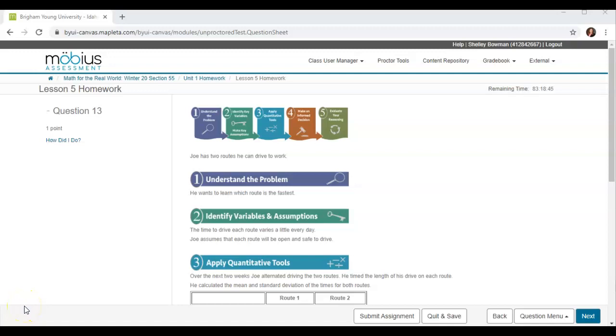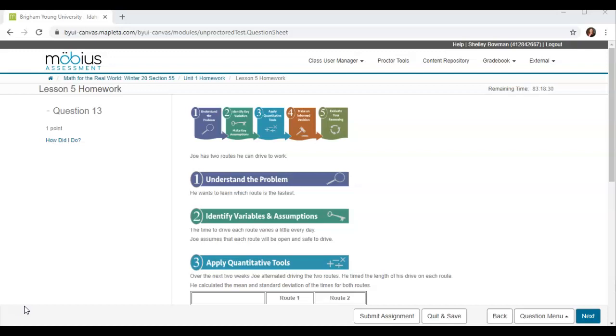Lesson 5, homework question number 13. Joe has two routes he can drive to work. Step 1, understand the problem. He wants to learn which route is the fastest. Step 2, identify variables and assumptions.